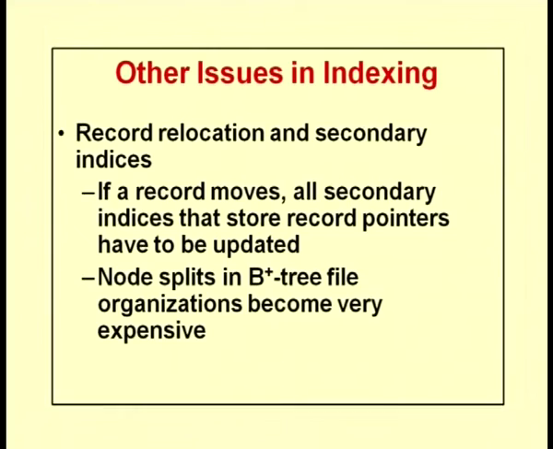Up to now we have looked at how indices can be maintained for certain types of queries. Two issues we saw: one is how to compress the storage of keys by storing prefixes of the keys. The second was that we had to analyze the typical queries asked of a database, and according to that design the indices. The third issue is what happens when records are relocated, and secondary indices. If the record moves, all secondary indices that store record pointers have to be updated. So, node splits in a B+ tree file, which you have seen before, become very expensive.